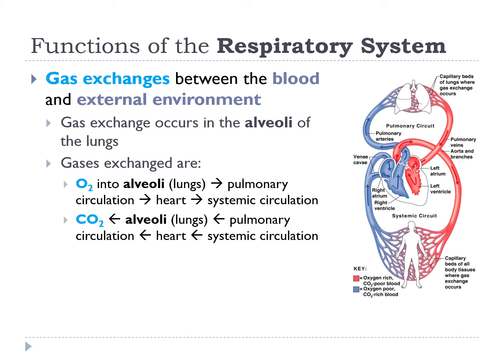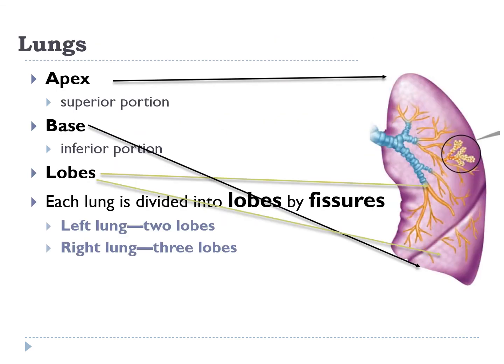This is the function of the respiratory system. This is the whole point. Oxygen is vital and critical for all the tissues in our body to stay alive, which is why it's delivered by the blood system, because the blood system provides nutrients and oxygen to all tissues in our entire body.